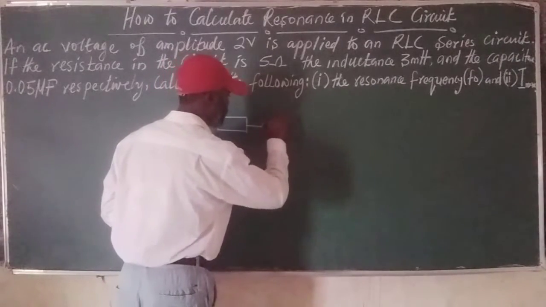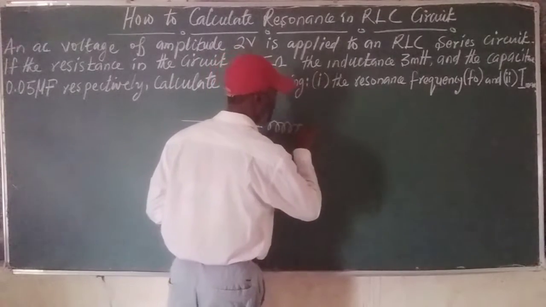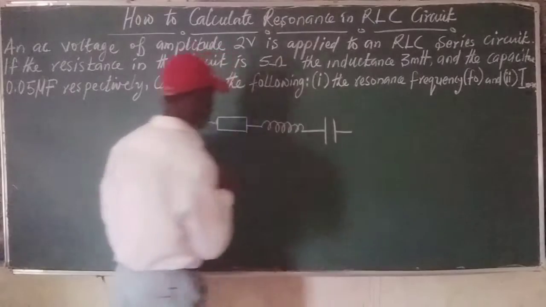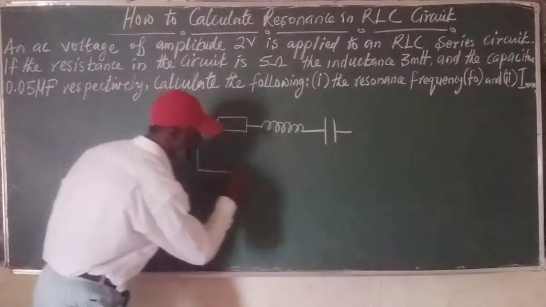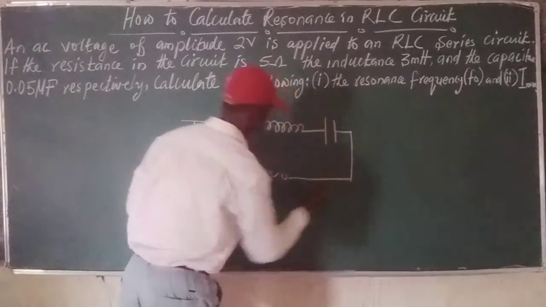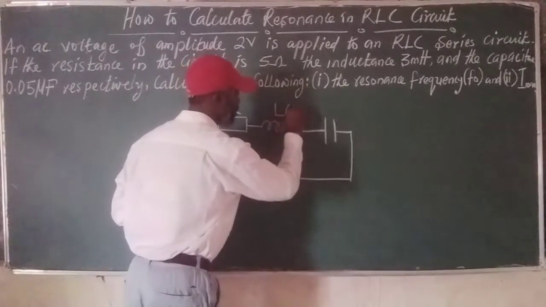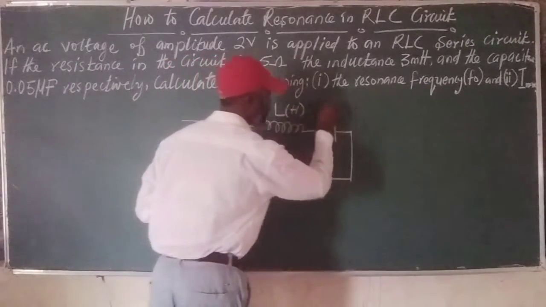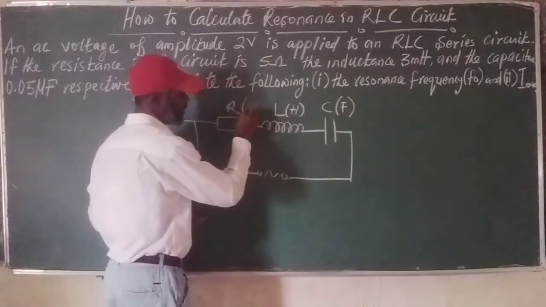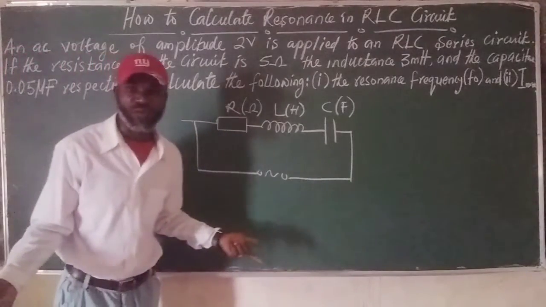We have our inductor, resistor, inductor, and then finally we have our capacitor, all connected in series, and that will give us this, as you can see. This is the resistor, right? And this is the inductor measured in Henry, and this is the capacitor measured in farad. And resistance is measured in ohms, so we take note of this. Just the normal thing we know, right?